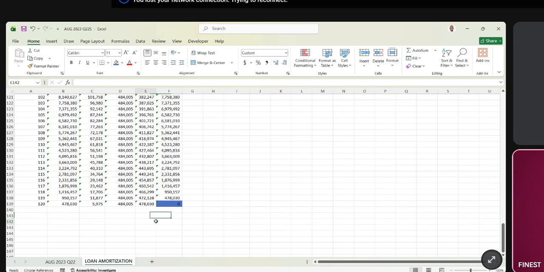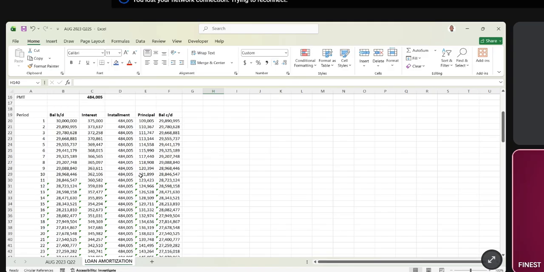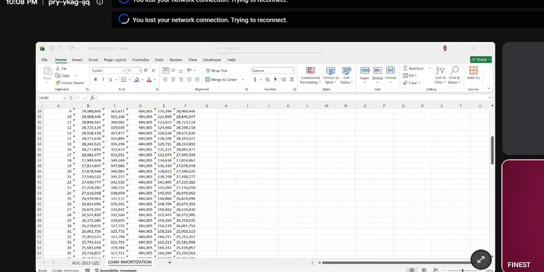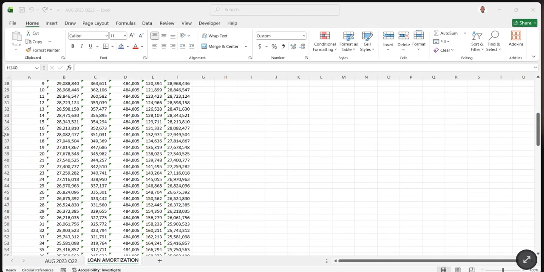Teacher, you have just dragged everything now? Yes, because I have already set the formula, so I can easily drag. From row 2. Yes, from row 2. I go back to row 2.